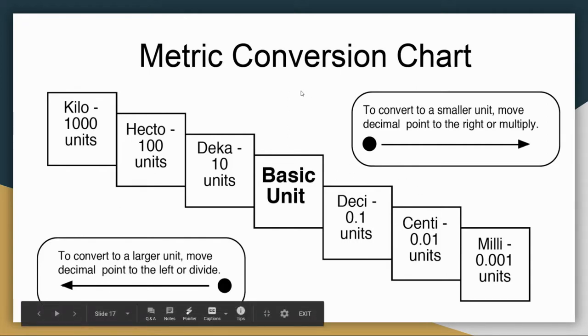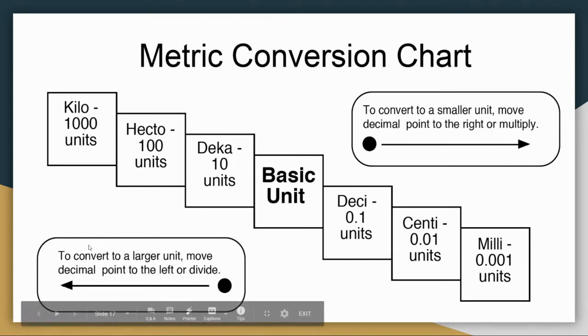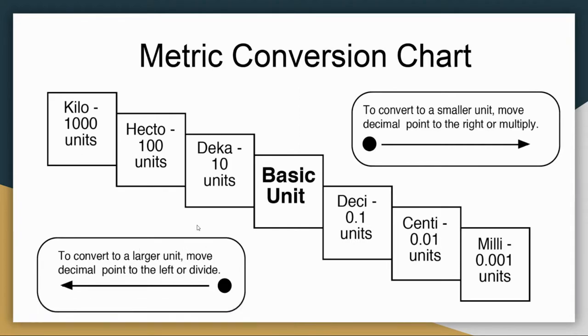Now, it goes on to micro and nano and giga and mega. That's a different world, and we'll get to that later. Right now, we're just going to focus on the multiples of tens, which is what all these are. So to convert to a smaller unit, you move your decimal point to the right, or you multiply by 10. To convert to a larger unit, you move your decimal place to the left or divide.